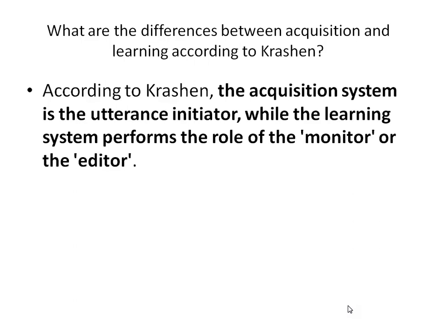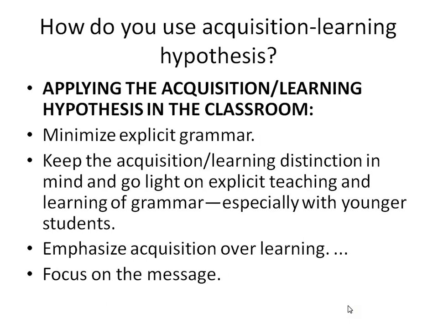So in the case of learning, the learner will play the role of monitor and also the editor. Editor means you will be editing your speech, deciding which should be done and which should not. So of course learning is the conscious way of learning a language, and acquisition is the subconscious way. Applying the acquisition and learning hypothesis in the classroom, minimize explicit grammar, keep the acquisition and learning distinction in mind, and go light on explicit teaching and learning of grammar, especially with English.